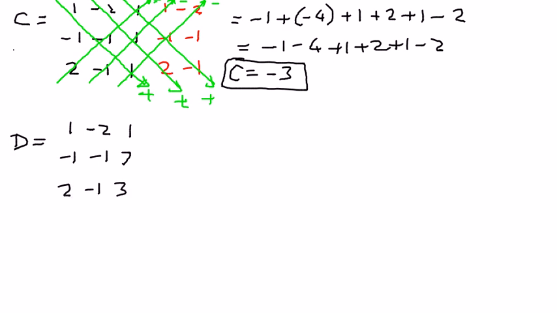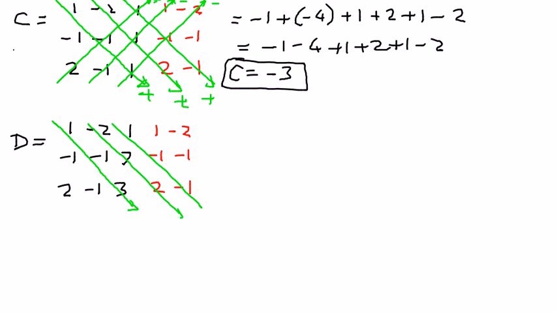And according to our diagonal product method, we said we're going to repeat the first and second column elements and then write them out as fourth and fifth column elements. 1, negative 2, negative 1, negative 1, 2, negative 1, and then now we are ready to connect these diagonal elements. And the diagonal elements we are interested in are 1, that is the first one, that's the second one, and that is the third one.